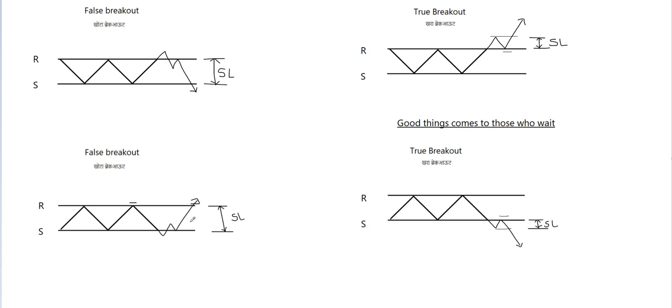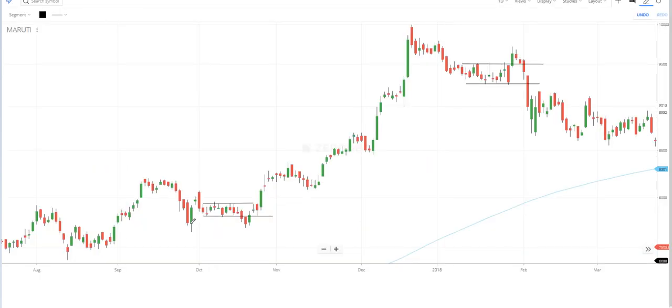So let's understand it in the form of a chart. This is a Maruti chart. So here you can see the stock is in an uptrend. It retraced back and then it went into a range bound situation here. So what happened here? It broke the range on the upside, right? And what happened after that? You can see it went down and it broke the range on the downside, right?